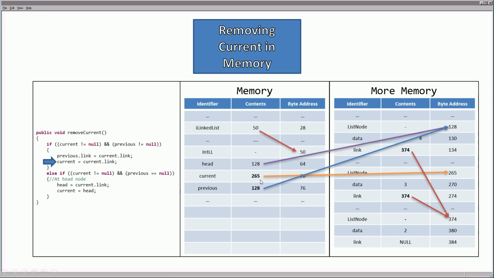Current right now refers to memory address 265. If we set current to the value that is stored in current.link, then current becomes 374, which now points to this element here. And the way that you could start looking at this linked list, we start from the head here, and now this points to this object down here. As there is no way to reference this object in memory, it is deleted, and so we're done.